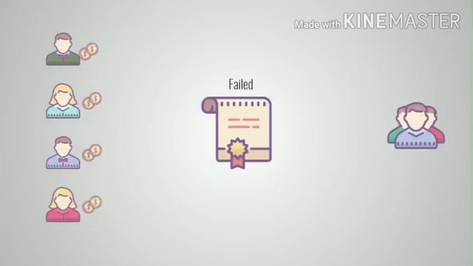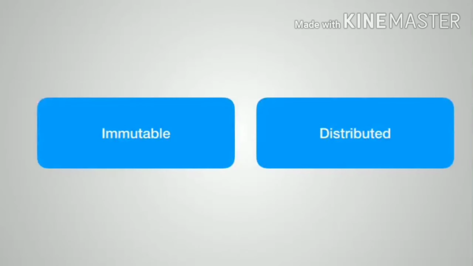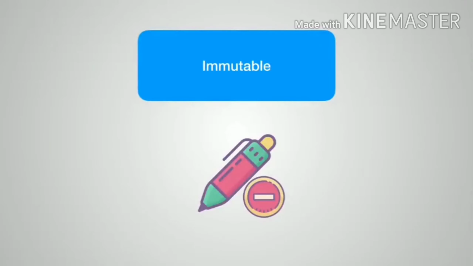But wait a minute, why should we trust a smart contract? Well, because smart contracts are stored on a blockchain, they inherit some interesting properties. They are immutable and they are distributed. Being immutable means that once a smart contract is created, it can never be changed again. So no one can go behind your back and tamper with the code of your contract.